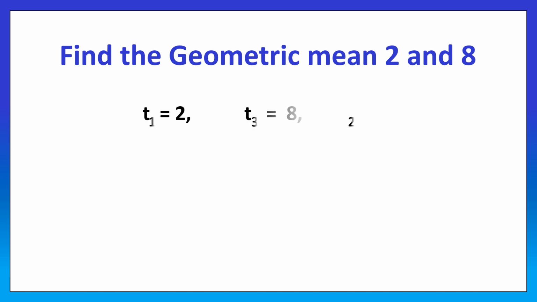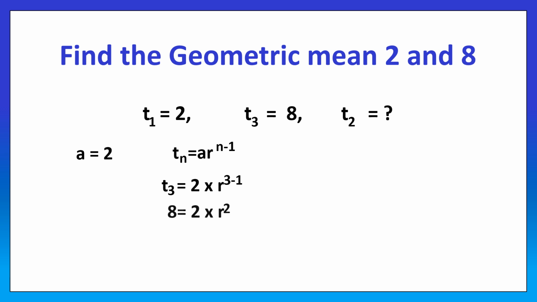So, what is given? T1 is 2, T3 is 8, and T2 has to be found out. That is the second term or the middle term, which is the geometric mean. Now, A is 2, the first term. The formula to be used is Tn is equal to A into R raised to n minus 1. The number of terms here is 3. So the third term T3 is equal to 2 into R raised to 3 minus 1, and we know that the third term is 8.